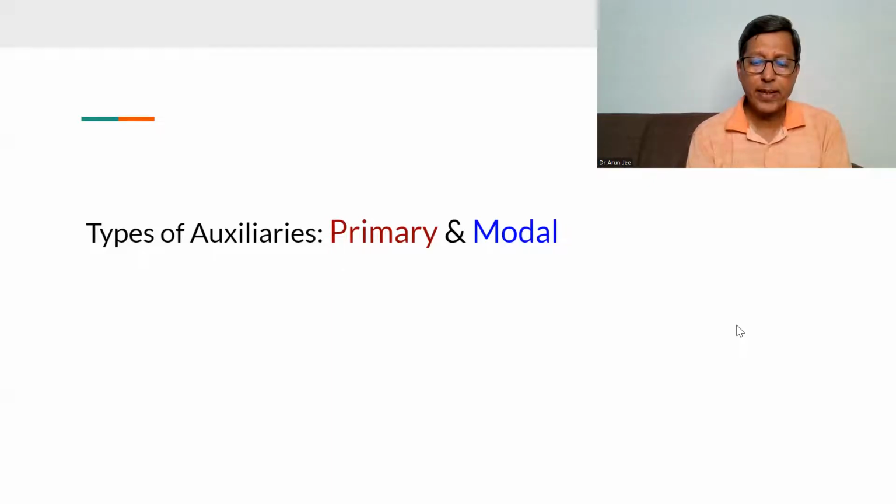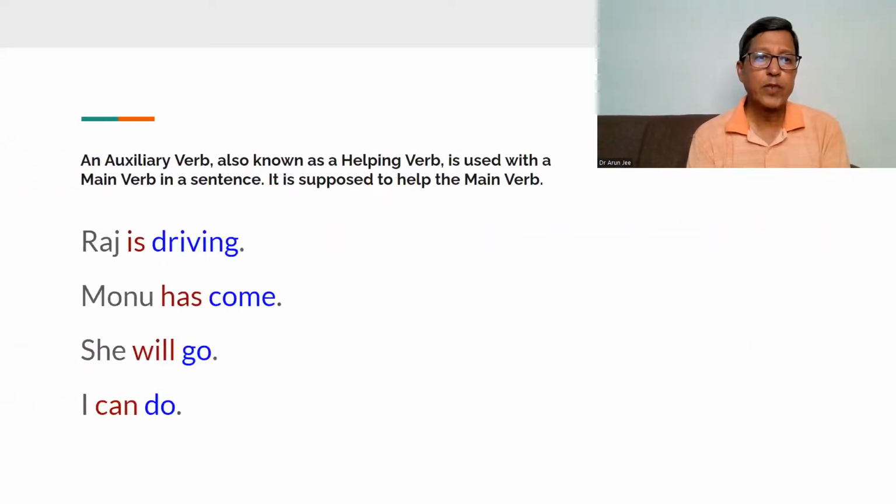Let us begin by recalling what an auxiliary verb is. An auxiliary verb is known as a helping verb too. It is used with a main verb in a sentence. It is supposed to help the main verb. Let's look at the examples.